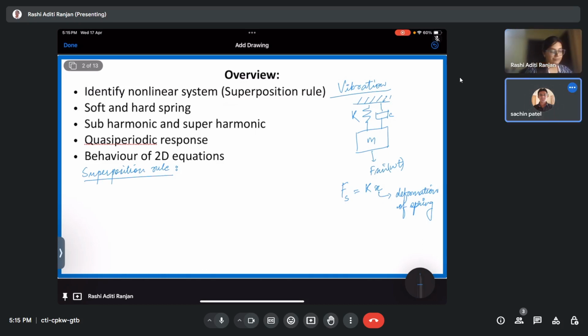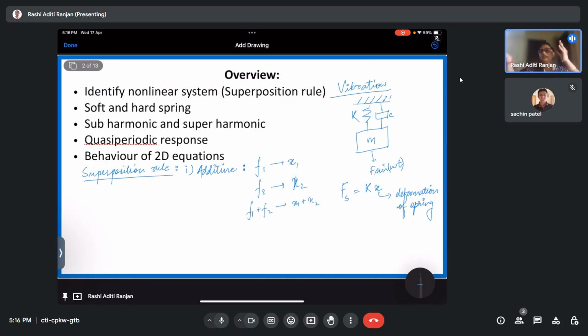Sure, madam. Okay, so superposition rule. If you remember, superposition rule had two rules, right? One was the additive rule. So additive rule said that, for example, if my function is f1, which gives me a solution x1, and if there is function f2, which gives me a solution x2, then f1 plus f2 together should give me x1 plus x2. So what do you have to do? For example, if you have a nonlinear equation, you just put the value in it and then see what you are getting as a solution.